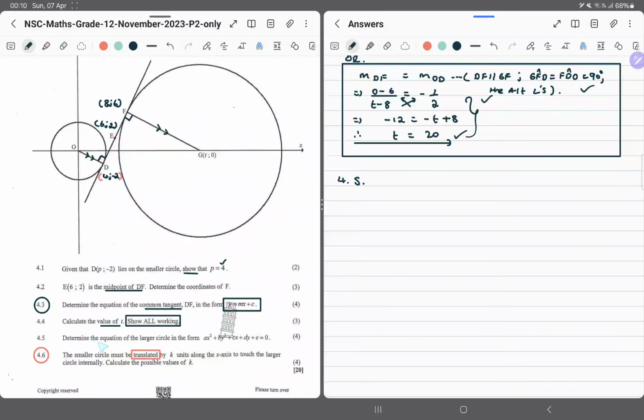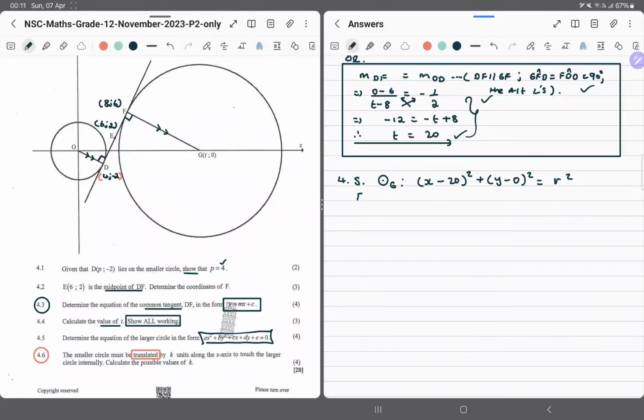Okay, 4.5 says determine the equation of the larger circle in this extended format. Okay, not a big deal. So we know that essentially the circle with center G is such that we take x and subtract the x coordinate at the center, plus y, we subtract the y coordinate at the center, is equal to r squared.